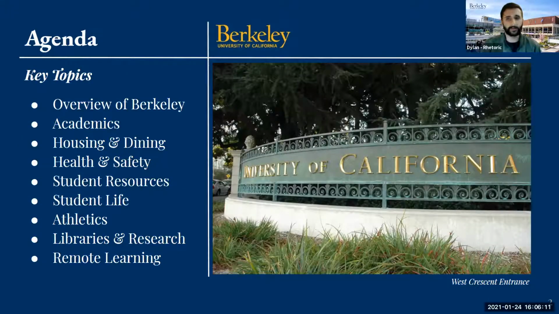Let's talk a little bit about our agenda today. So some key topics we're going to go over in the virtual visit are an overview of Berkeley as a university. We're going to talk about our academic life, our experience with that. We're also going to talk about housing and dining, how that works, especially in a quarantine pandemic setting. We're also going to talk about health and safety. We're going to talk about student resources for you, even through a virtual setting. We're going to talk about how student life has adapted through the pandemic and quarantines. We're also going to talk about our athletic history on campus. We're also going to discuss libraries and research, and then a lot throughout the entire virtual visit about how remote learning is set up. But let's move right forward into a little overview of Berkeley.